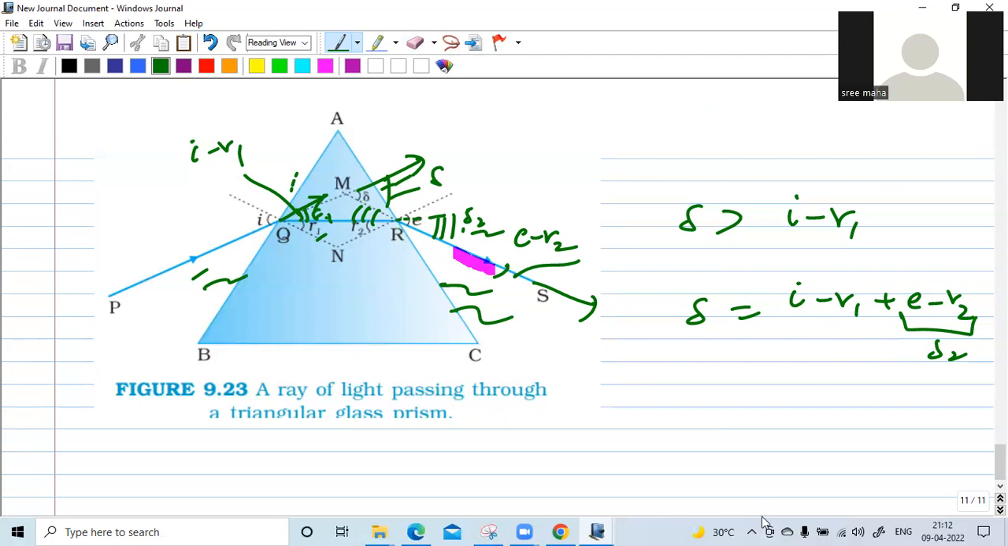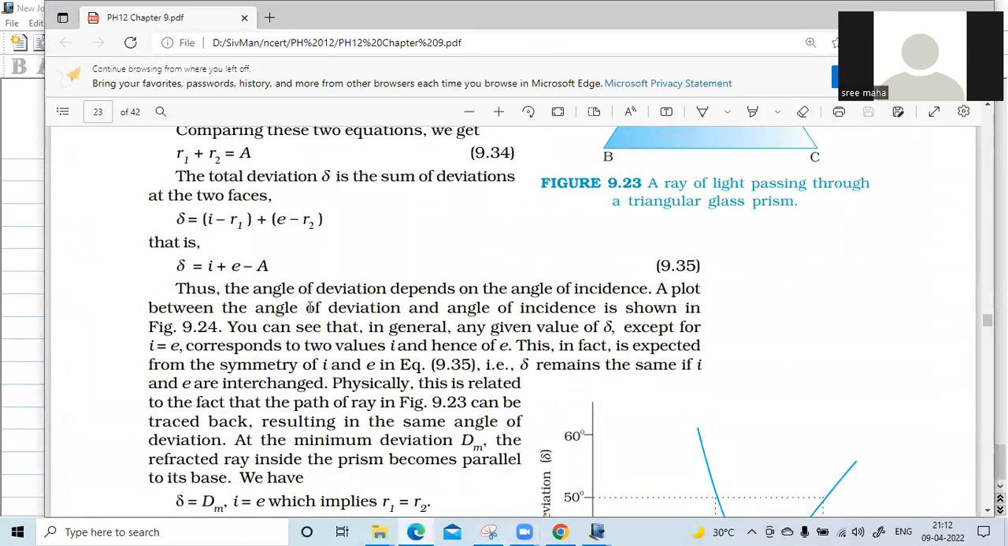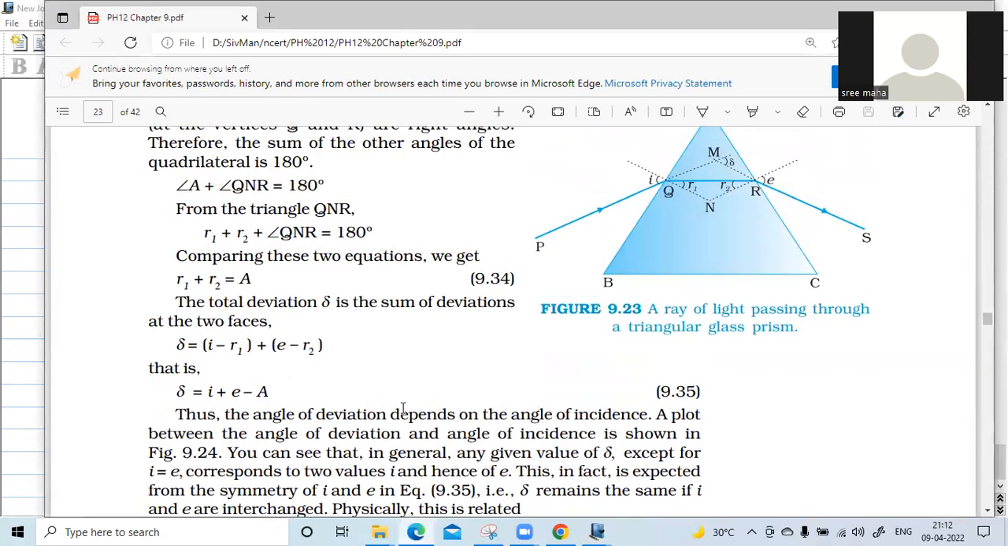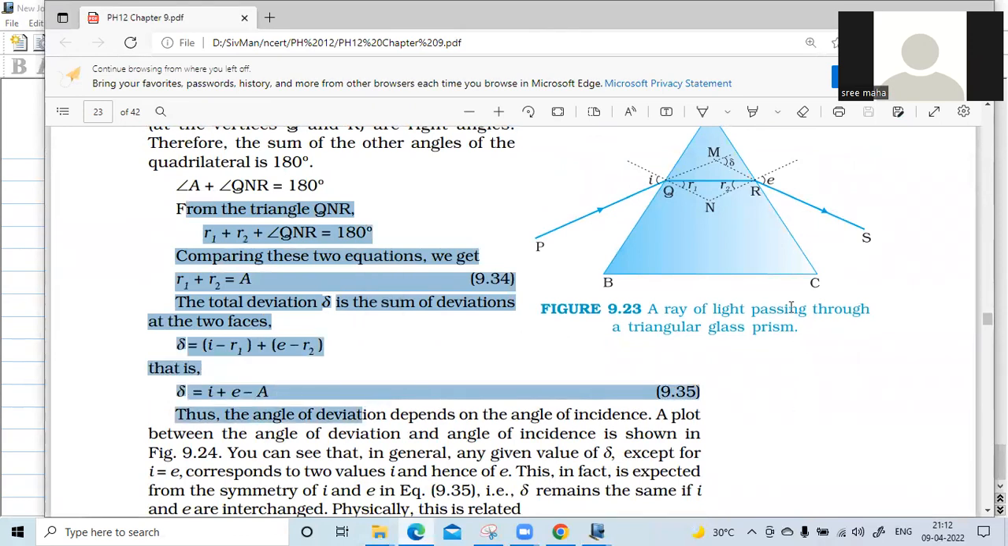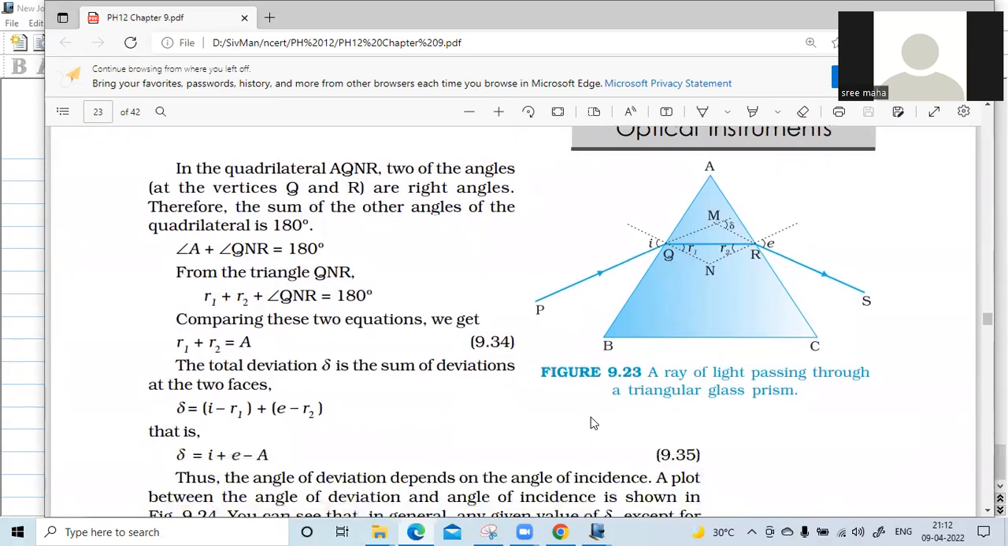This is simple geometry. So delta comes out to be I minus R1 plus E minus R2. These things are all there in NCERT, very simple geometry, so you just read this. The total deflection is the deflection at the first interface, I minus R1, plus the deflection at the second interface, E minus R2.